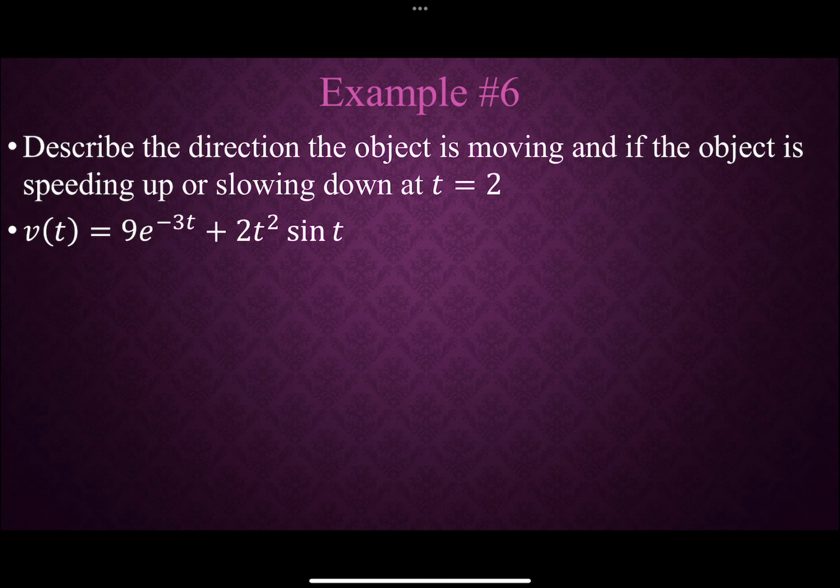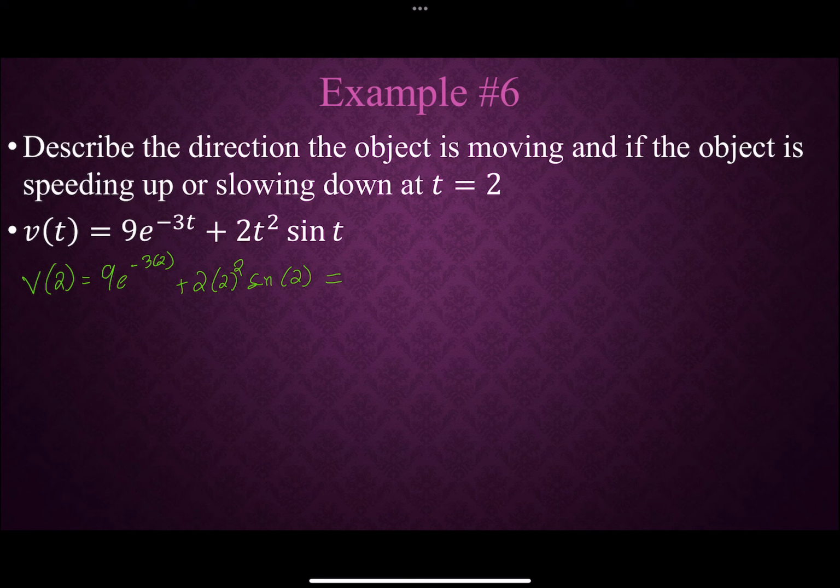Now, you might not be asking for, in general, what's happening left or right. They might be saying at one particular location, is this thing slowing down or speeding up at 2, and what's happening? Which direction are we moving? So the direction needs the velocity. So for the velocity at 2, you would just plug 2 into this equation, 9e to the negative 3 times 2 power, plus 6 times 2 squared, sine of 2.